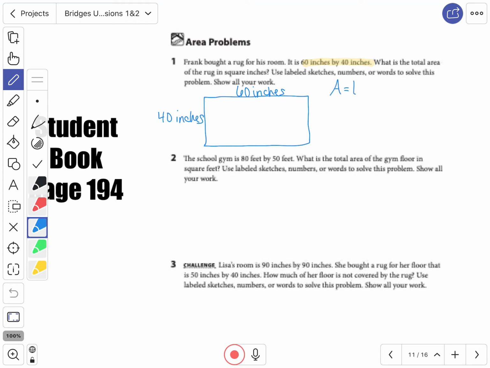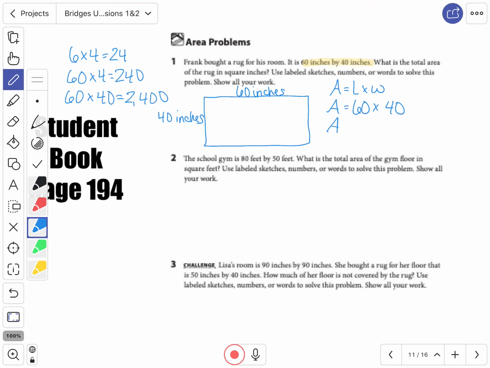Well, I know that area equals length times width, okay? So area equals 60 times 40. I know that 6 times 4 equals 24, which means that 60 times 4 must equal 240, which means that 60 times 40 must equal 2,400. Okay, so the area of the rug that Frank bought for his room is 2,400 square inches. All right, so that's how you would do that one.